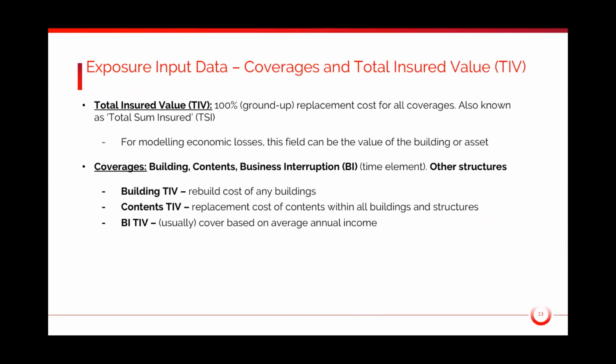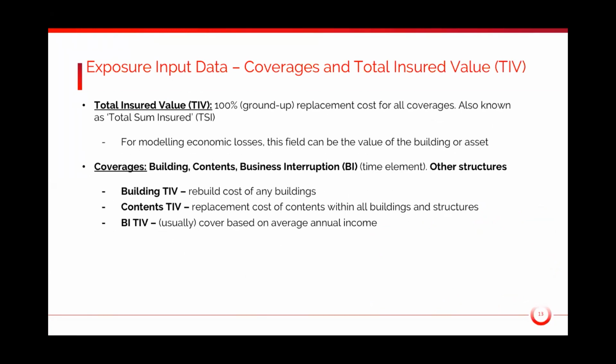So I'm just going to move on to looking at the input data in a bit more detail. So we have total insured value, your TIV, sometimes also known as the total sum insured, or TSI. These are both the same thing, but used interchangeably. So your TIV is your 100% ground up replacement cost for all of your coverages. This is used for your economic losses, the complete rebuild cost of a property.